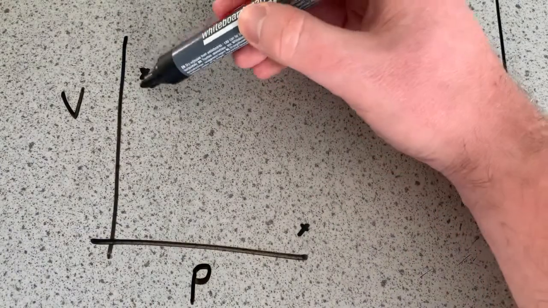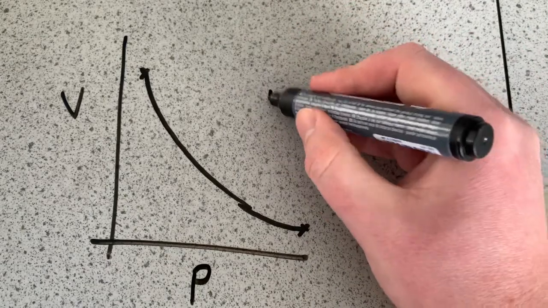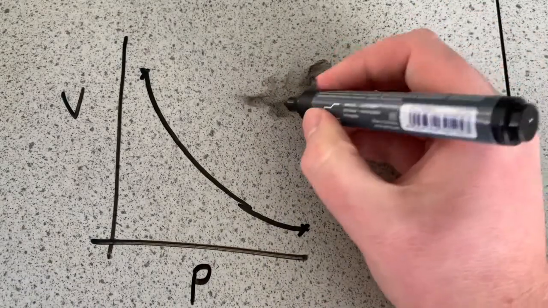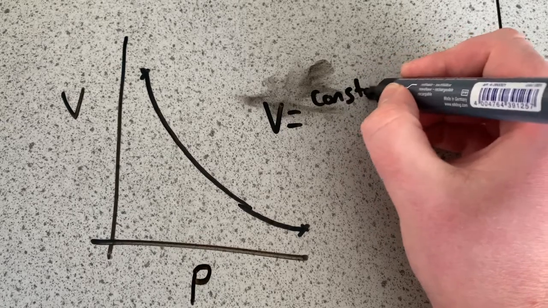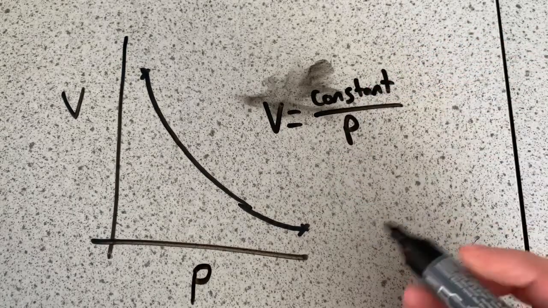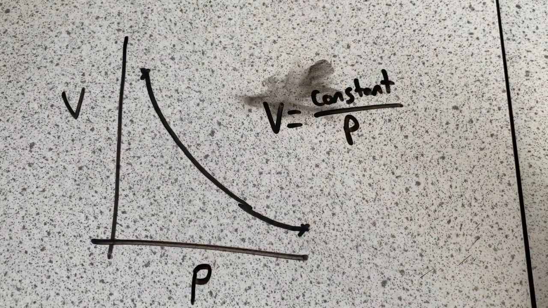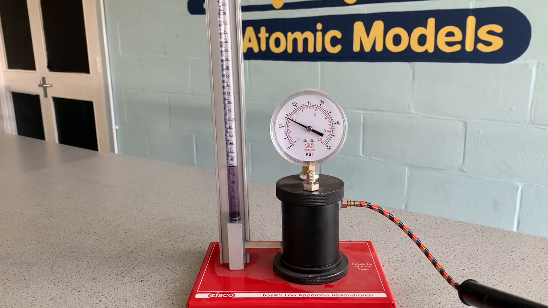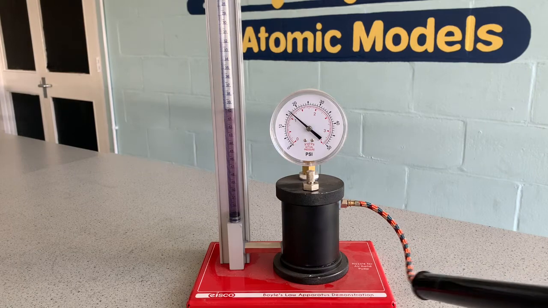And actually, because of the way the equation goes, if you remember from maths, a y equals 1 over x graph looks like this. Well, actually, we've got a V equals constant divided by P graph, and so it's going to look like this. So if we get a nice curve here, then we can verify this relationship, and that is what we are going to do. I'm not actually going to take data from this apparatus, although I would normally, but I'm just going to show you.